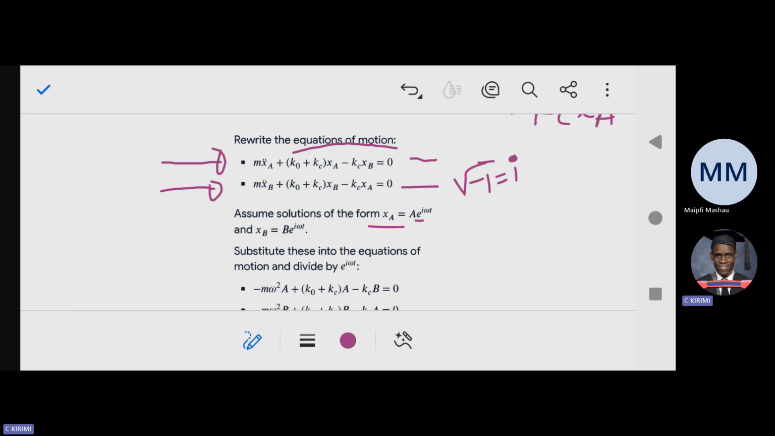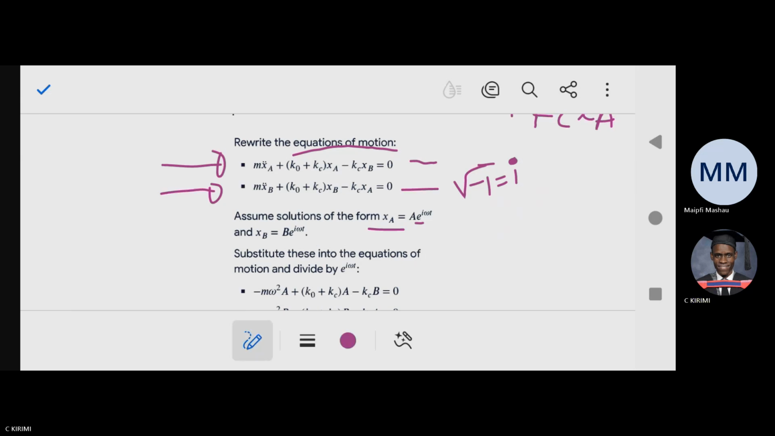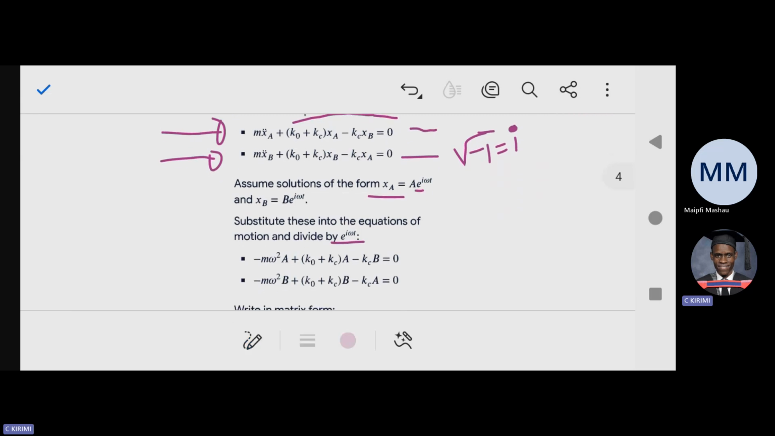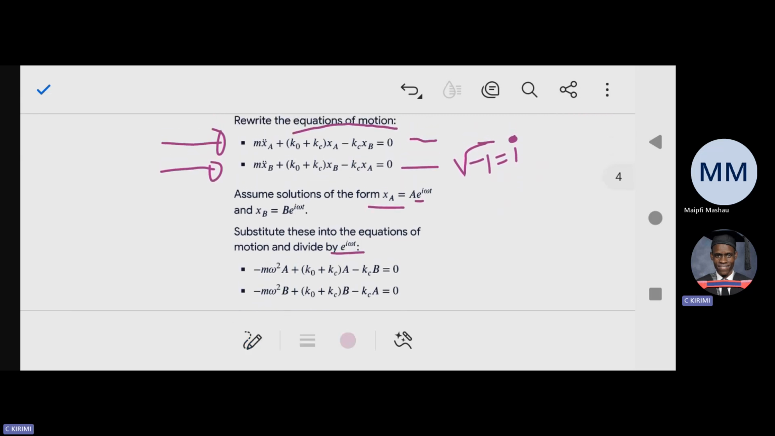So now they are saying substitute the equations of motion and divide by e to the power i omega t. So which ones are the equations of motion that we have substituted? Mass times acceleration, where there is acceleration, this one.